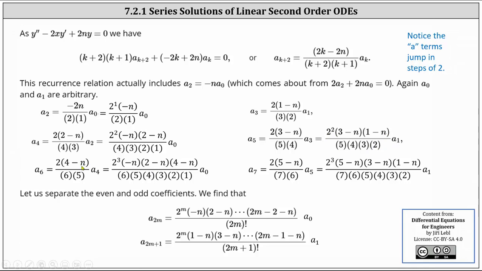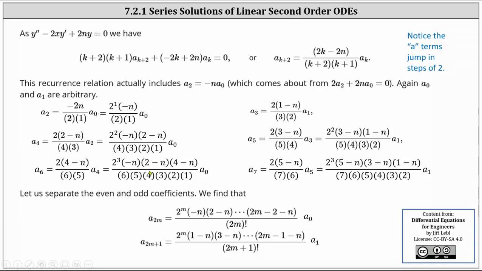For a sub 6, k is equal to 4. Factoring the numerator, we have 2 times the quantity 4 minus n divided by the product of 6 and 5 times a sub 4. Performing a substitution for a sub 4, shown above, we end up with a sub 6 equals 2 cubed times negative n times 2 minus n times 4 minus n, all divided by 6 factorial times a sub 0. Again, you may want to pause the video to verify these substitutions and that these expressions are correct.